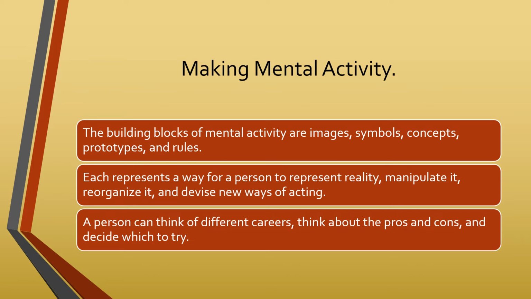So, making mental activity. The building blocks of mental activity are images, symbols, concepts, prototypes, and rules. We've discussed all five of them. Each represents a way for a person to represent reality, manipulate it, maybe reorganize it, and devise new ways of acting. A person can think of different careers, think about the pros and the cons, and decide what to try. So that's how thinking works. We can apply that to reality when we're looking for a job.